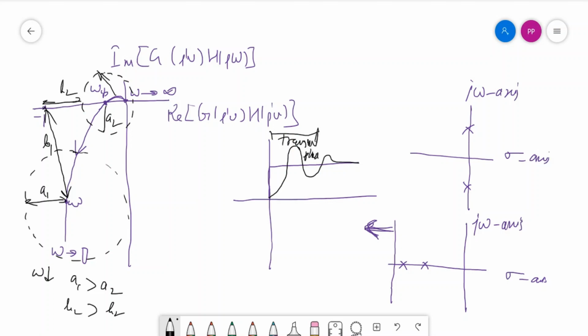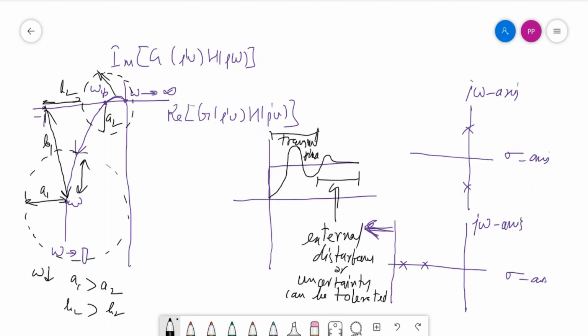So once this phase is crossed, we are reaching a frequency range where the frequency of the system is less, and for this range, if there is some external disturbance or uncertainty, it can be tolerated with higher stability margins, because you can very much understand that both the gain margin and phase margin will be better for this situation. You will have the better gain margin and phase margin.